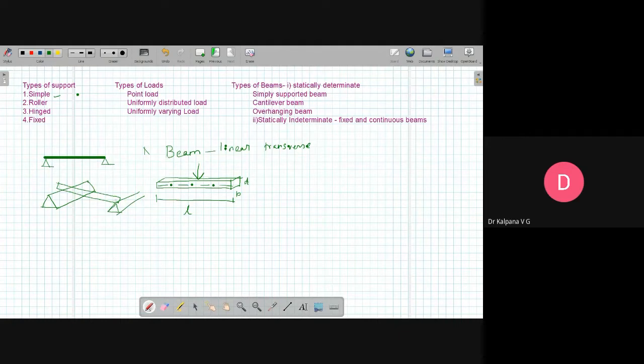We can classify these supports based on their movement: whether translation is there, what the translations are and what the rotations are. Translation means whether there is horizontal movement or vertical movement because of external application of load. And rotation means in terms of moment.